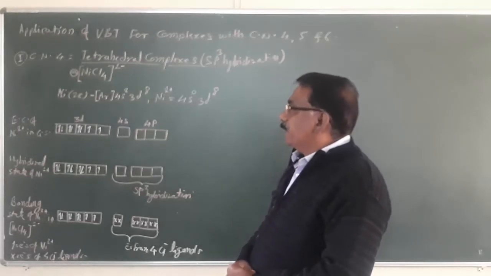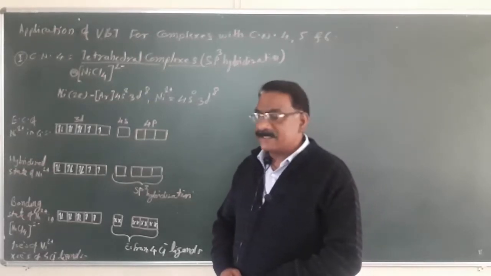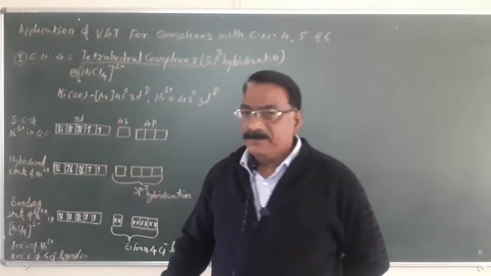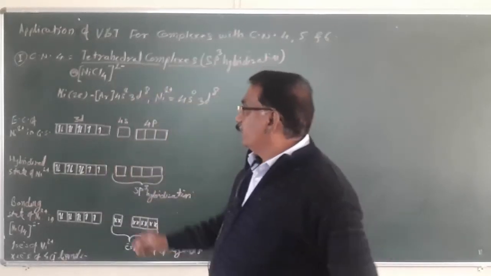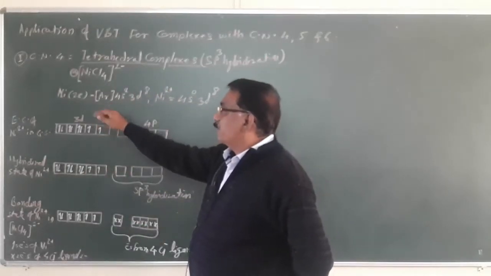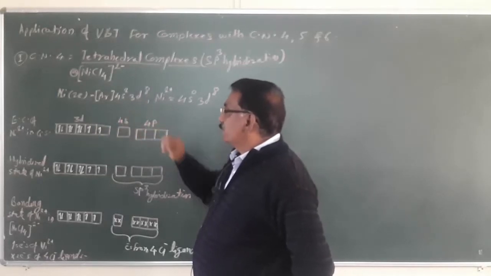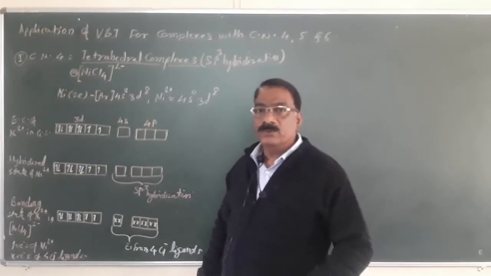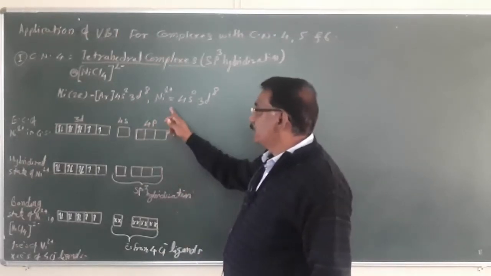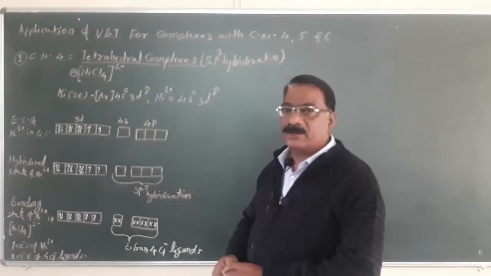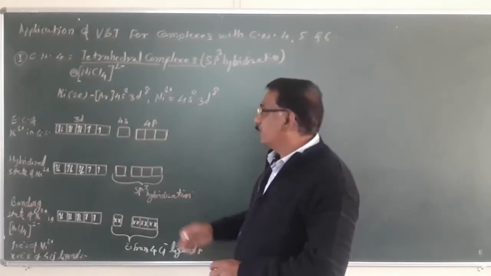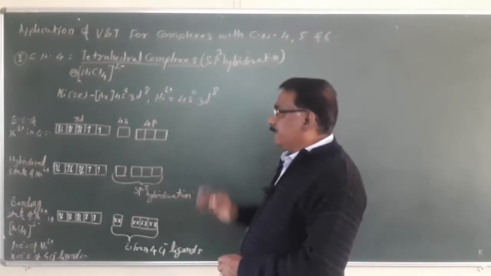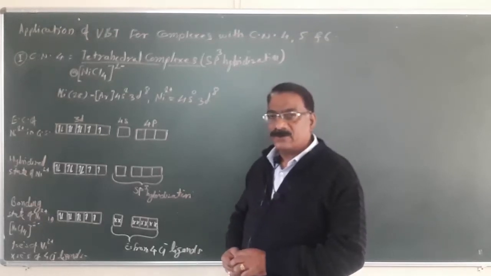First example, NiCl4 2 minus. In this, the central metal atom is nickel. Electronic configuration of nickel is argon core completed, 4s2 3d8. In this complex Ni has +2 oxidation state, that is Ni2 plus. At that time the 2 electrons are removed from 4s orbital and the electron configuration for Ni2 plus is 4s0 and 3d8. It is the valence electron configuration.